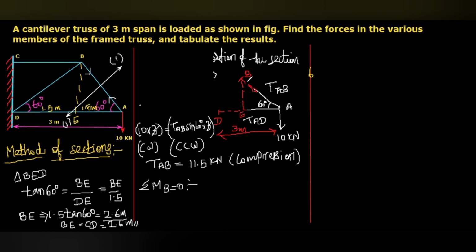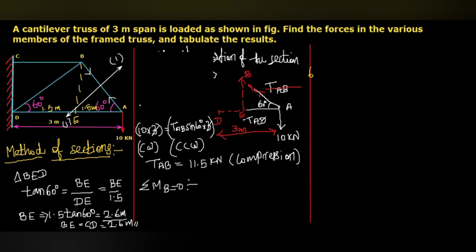Here you can see this TAB. The direction we calculated already, it passes through the point B. It is outwards from point B and outwards from point A also, but the line passes through the point B. So when I take moment about B, the line of the force in the member TAB passes through B. So the moment due to the force TAB I'm going to eliminate here.